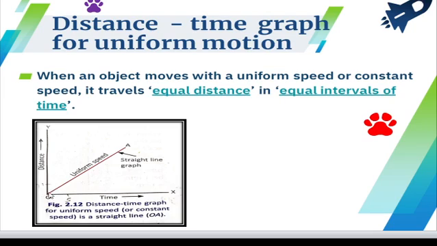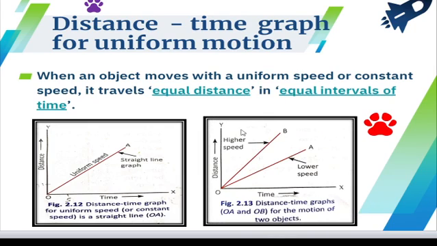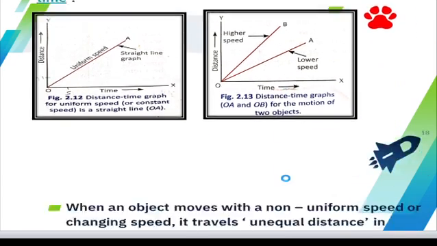When an object is moving in a straight line, we know that is called uniform motion. Another example: when two objects move at the same time, we can understand which object is moving faster and which is moving slower. So this is one example of uniform motion.